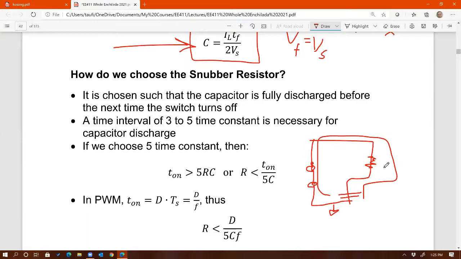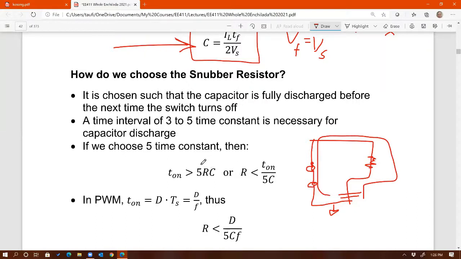So you want to make sure that the RC time constant is much less than the on time of the switch. Or in other words, the on time of the switch must be larger than the time constant of the RC circuit that you have here.